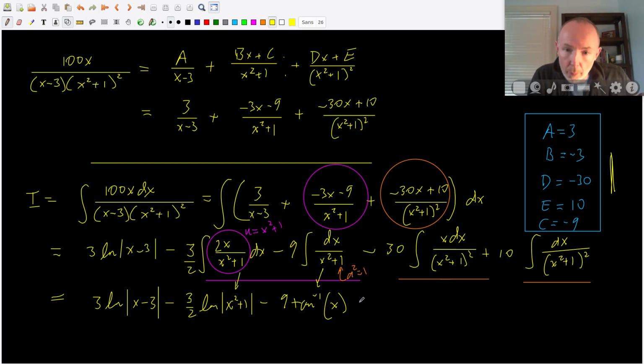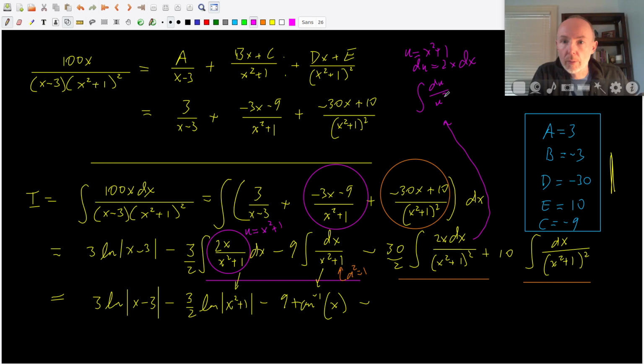The next one is also a u substitution, because I can put a 2 there and a 2 there, and now the same substitution, x squared plus 1, this is the integral of u squared. Right, if I go up here a little bit, let's think about this. With the substitution x squared plus 1, du is 2x dx, and so that integral becomes du over u squared. And the integral of that is minus 1 over u. Well, I know what u is. So this becomes minus, with the 30 halves floating around, multiplied by 1 over u, so 1 over x squared plus 1.